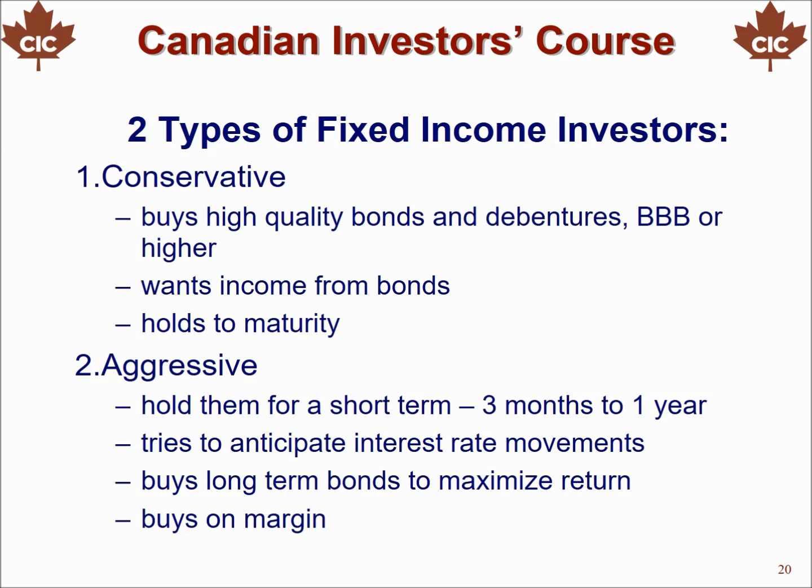A more aggressive bond investor might go ahead and buy that new issue bond just like the insurance company did, but they probably would be looking to hold it for a shorter period of time, maybe 3 months to a year. They'd try to anticipate interest rate movements. They might even buy longer bonds to maximize the return, and they might buy their bonds on margin. Now, buying the bonds on margin means they borrow some money to buy their bonds. And if you're wondering why that would be a good idea, that's a good time to talk to your trusted wealth professional too. Why on earth would you do that? Well, these are important things to understand.